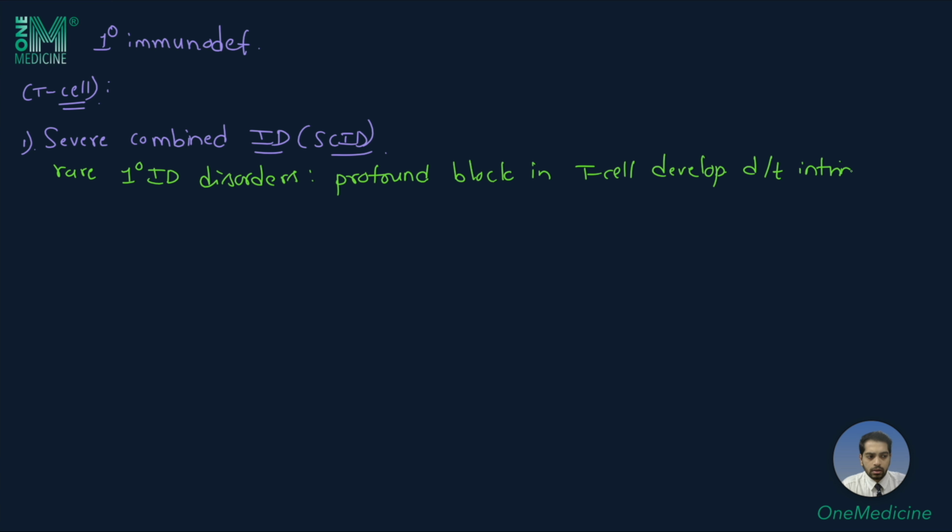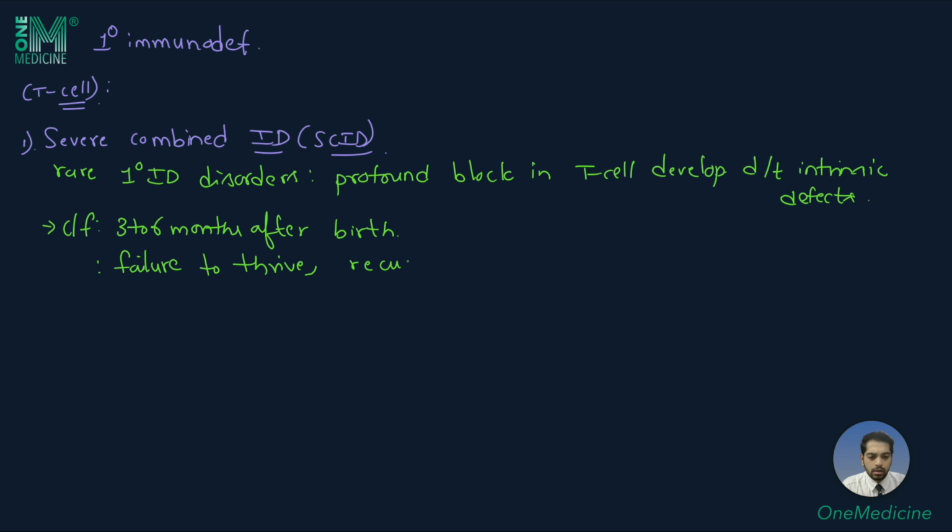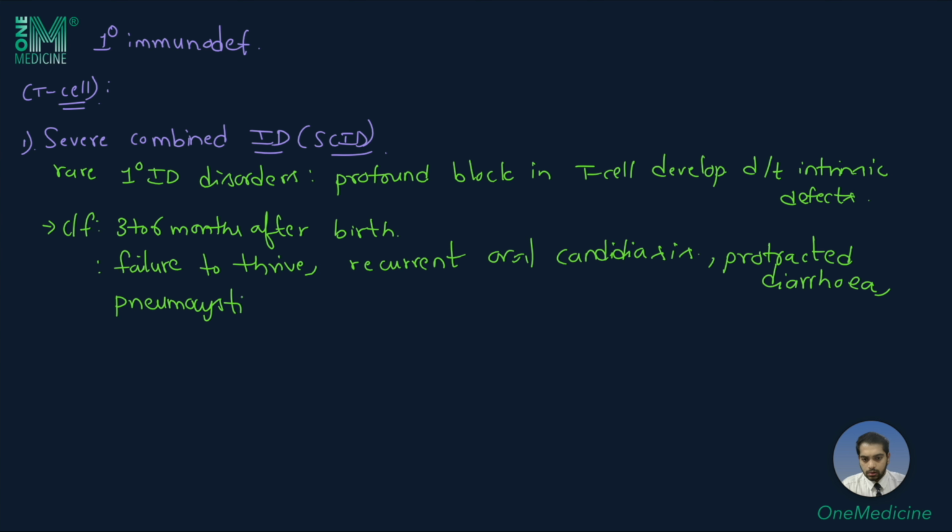intrinsic defects. Clinical symptoms are usually seen within 3 to 6 months after birth, and these include failure to thrive, recurrent oral candidiasis, protracted diarrhea, pneumocystis jirovecii infections.